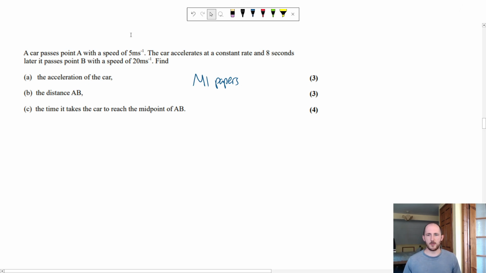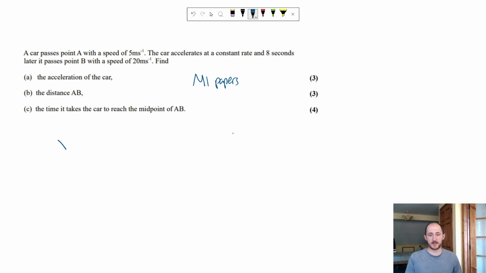Okay, so again, we have a car that passes point A with a speed of 5, constant acceleration, and 8 seconds later passes B. I want you to have a go at this. At minimum, you should be able to do parts A and B. Part C may be a bit trickier, but I want you to pause the video and have a go. Let's get some active learning done. I'm going to assume that you did actually pause the video. If you didn't, shame on you.